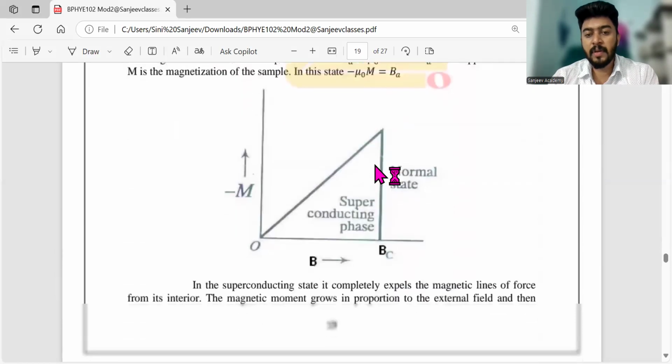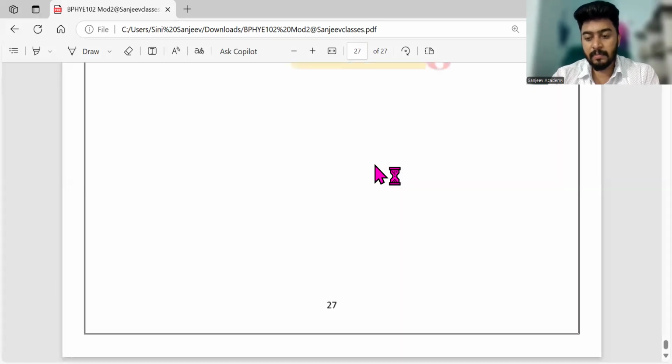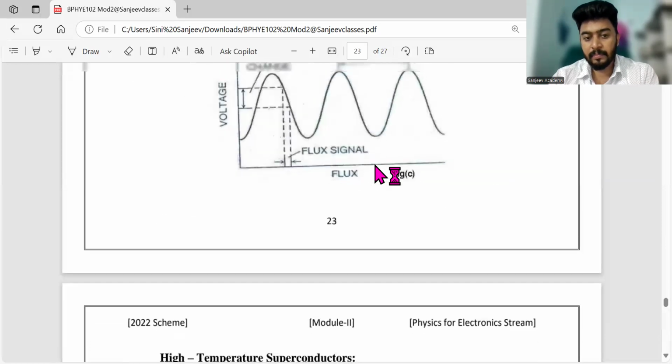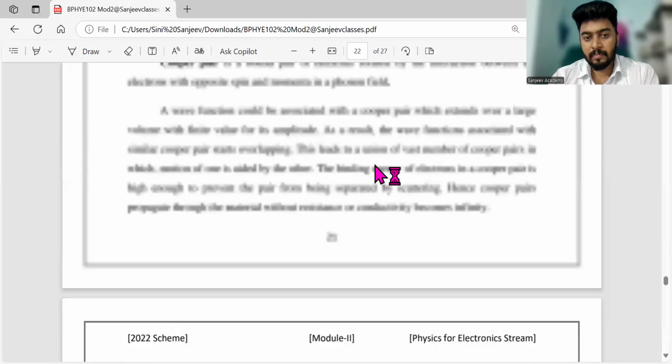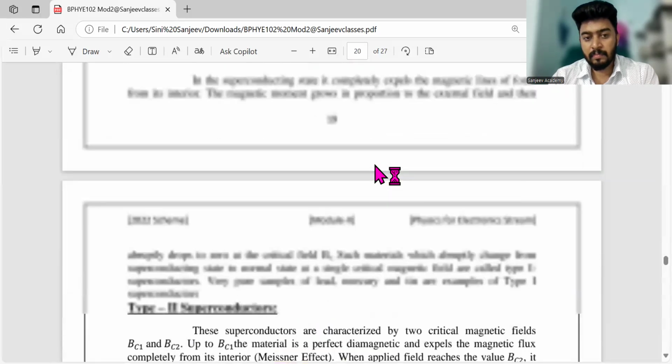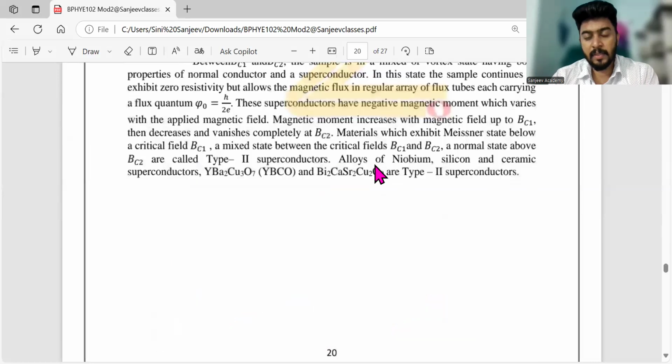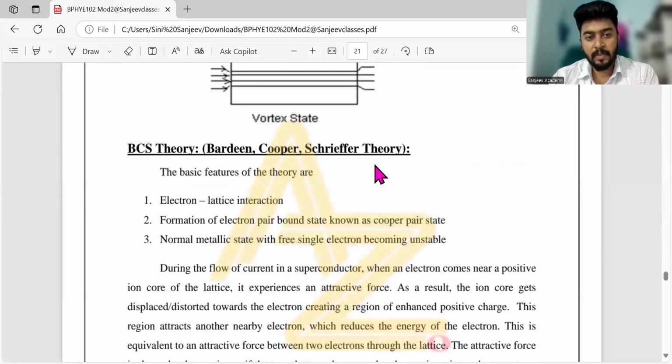Type 1 and type 2, draw diagrams. Yeah, draw diagrams in this and write in your own words.